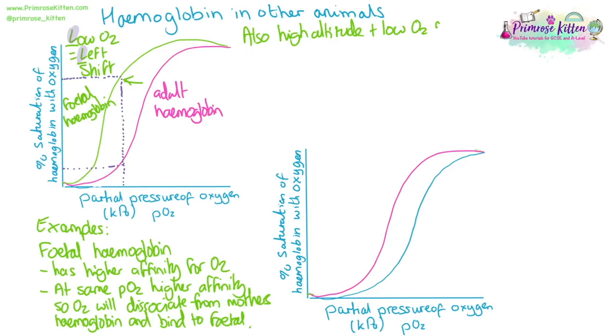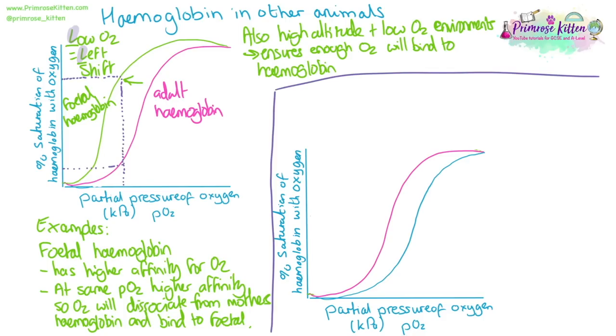As we said, this was a low oxygen environment, so left shift. The other example is animals that live either at high altitude, up in the mountains, where there is a low partial pressure of oxygen, or in a low oxygen environment, such as in sand, for example, where they aren't getting a lot of ventilation or flow of air or water. This again ensures there's enough oxygen that's going to bind to their hemoglobin, even at low concentrations of oxygen, to make sure they get enough to survive.